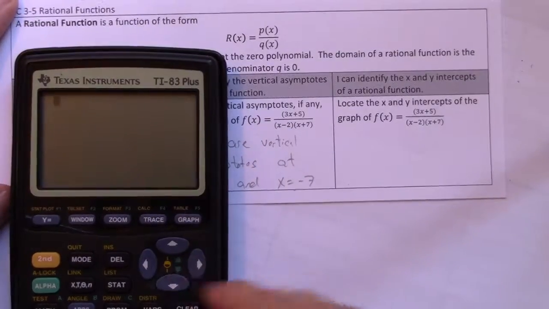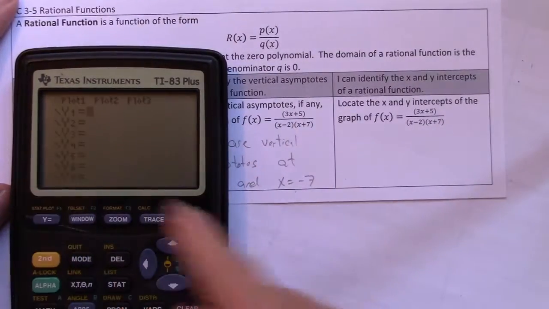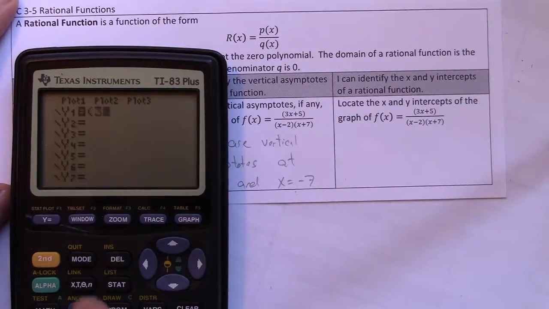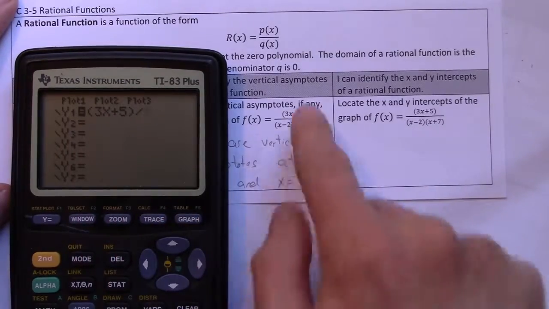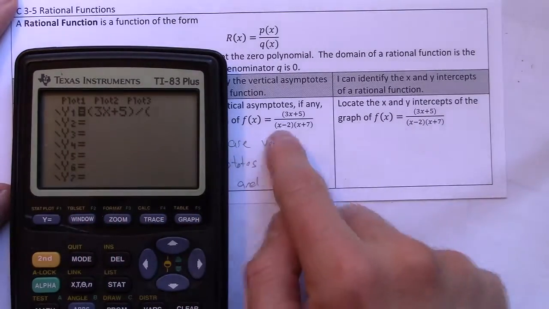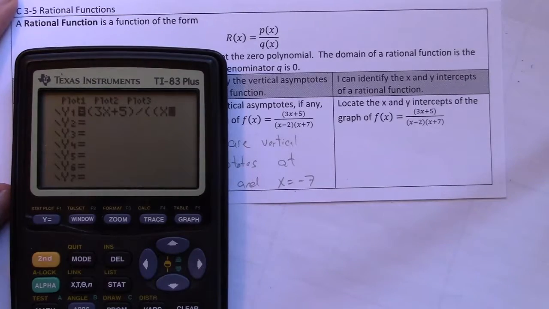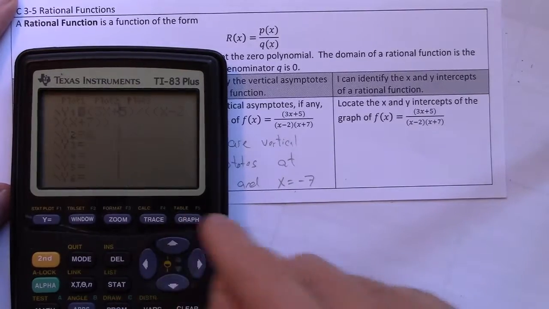We can kind of double check. So I'm looking at this one. I'm using my old school calculator. We've got 3x plus 5, right? So that's my numerator. I'm careful to put it in parentheses here. Divided by, I want to divide by this whole thing, so I'm going to group this whole thing in parentheses. x minus 2 and x plus 7, closing my parentheses, and then I want to look at the graph.